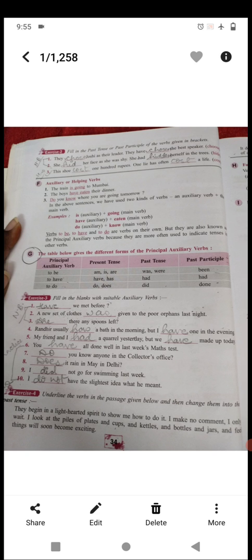Third one, you have to do as homework. From exercise number 2, 1 and 2 you are going to do in the notebook. What are you going to do? 1 and 2 you are going to do in the notebook.